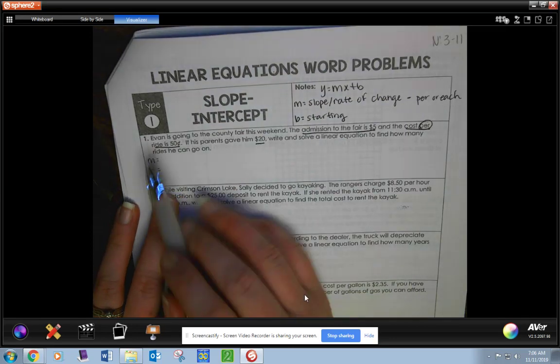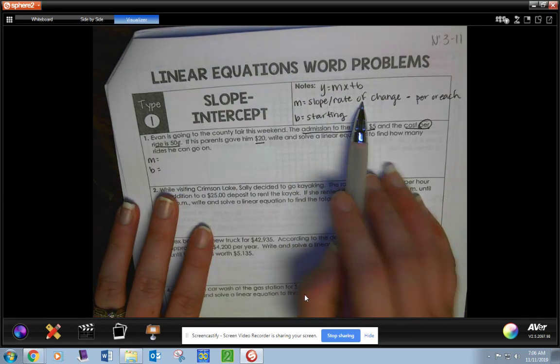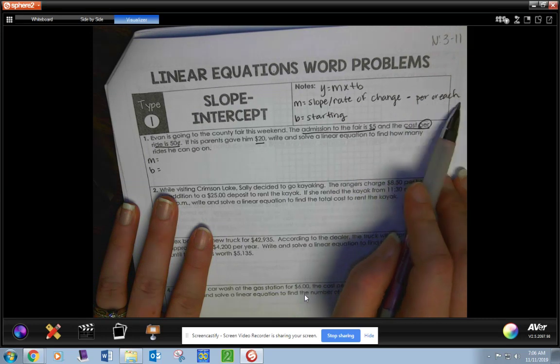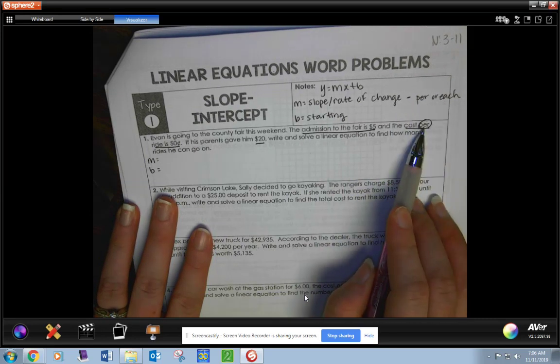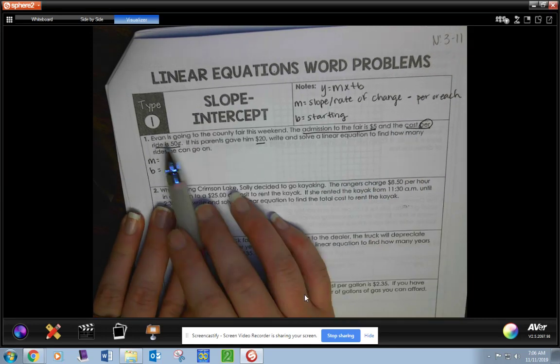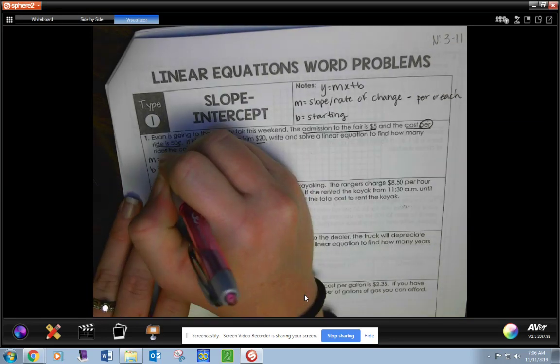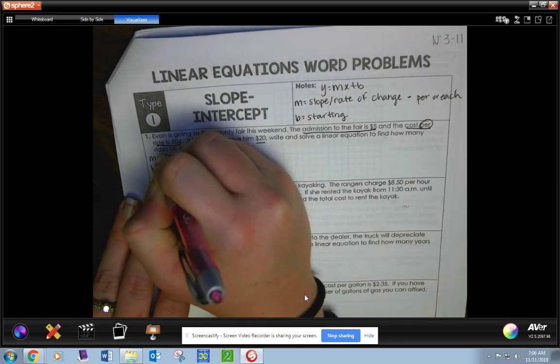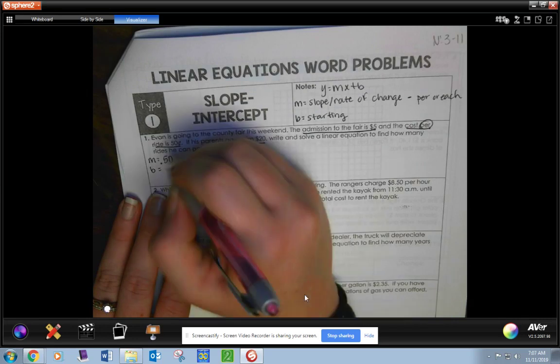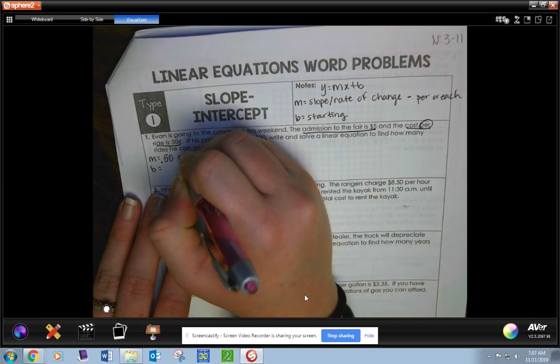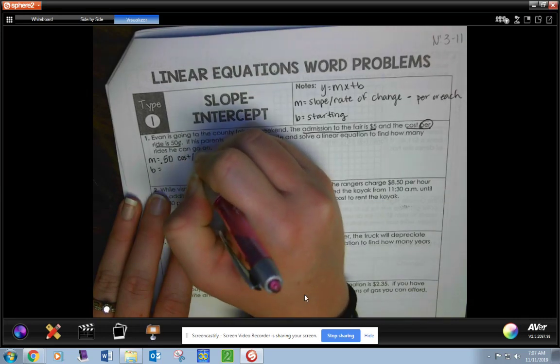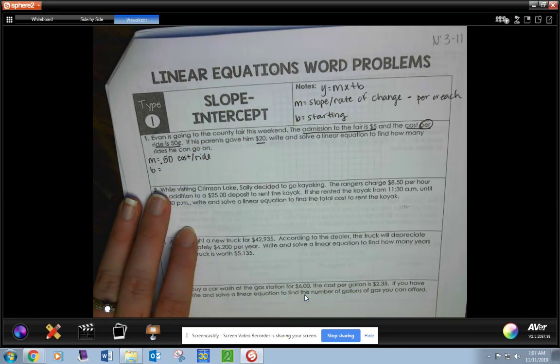Okay, remember, your m is your slope or your rate of change. It typically has the word per or each. Well, here's the word per. So the cost per ride is 50 cents. So this is 50 cents, so put a decimal. And out by the side, I'm going to put cost per ride. And I'll explain why I put that in just a minute.